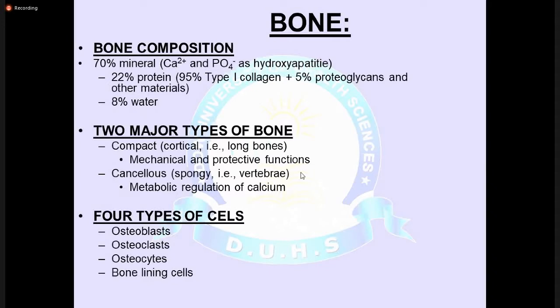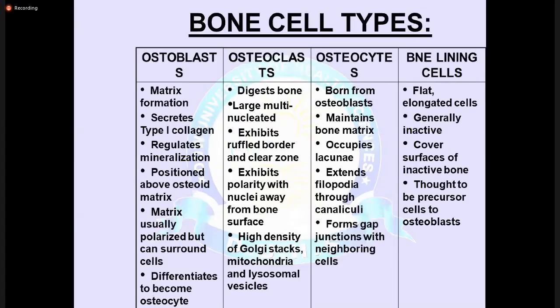If we consider the different types of cells which are present in the bone, they include the osteoblast, the osteoclast, the osteocytes, and the bone lining cells. These are the different types of cells found in the bone. Now we will discuss them one by one.